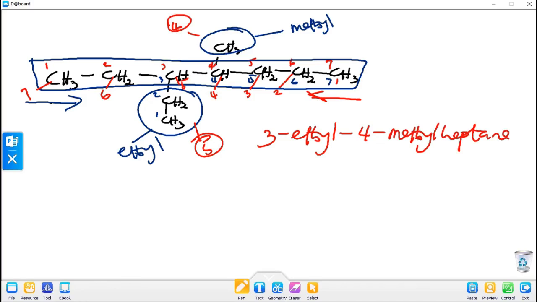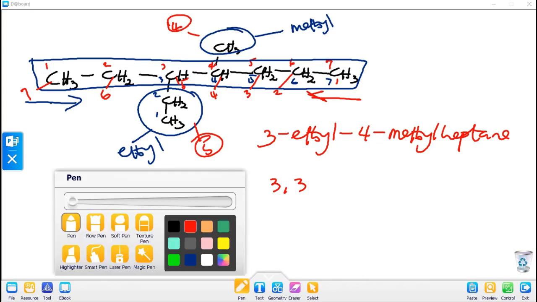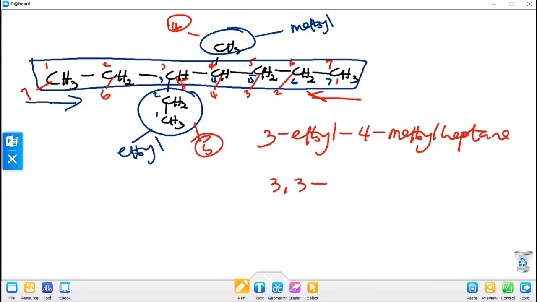Once again, dear students, recall that numbers should be separated with a comma. That is where you have numbers coming together. They should be separated with a comma. But numbers are separated from letters with a dash, a single dash, not a double dash, please. That is a hyphen. Numbers should be separated from letters with a hyphen. So please, always remember that and don't do otherwise. So this is the name of that compound.